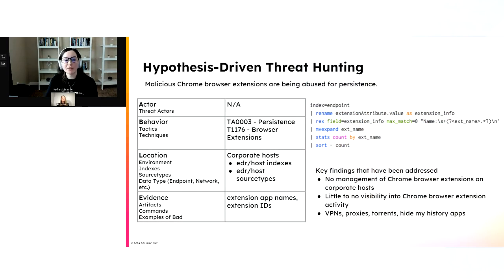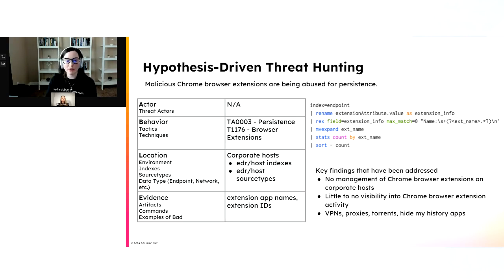The first example I want to talk about is hypothesis-driven threat hunting. This is a threat hunt we did on Chrome browser extensions being abused. And so we were really looking for the installation of these Chrome browser extensions. We were seeing a ton of intel around them and decided that, hey, we want to see if these are being abused. We had some incidents that were related to them, and so we dug right into this.